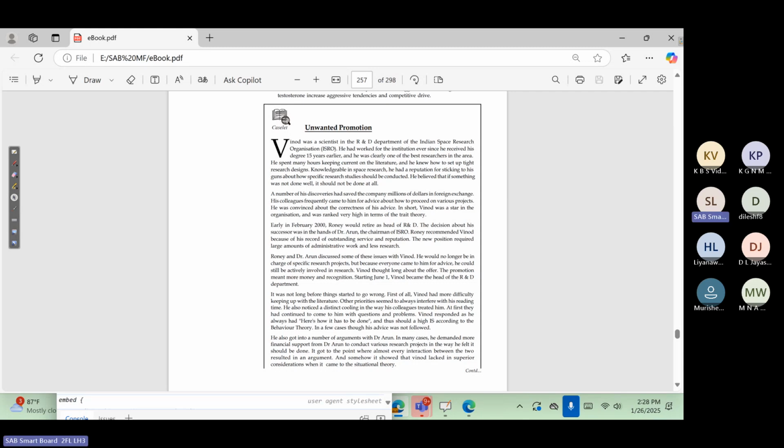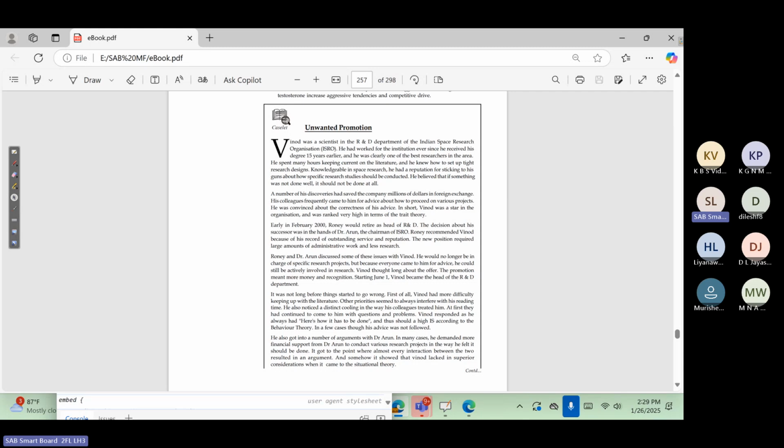In short, Vinod was a star in the organization and was ranked very high in terms of traits theory, leadership theory. In early February 2000, Ronnie would retire as head of R&D. The decision about his successor was with Dr. Arun, the chairman of ISRO. Ronnie recommended Vinod because of his record of outstanding service and reputation.